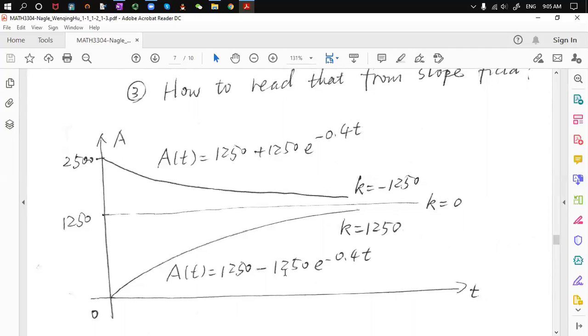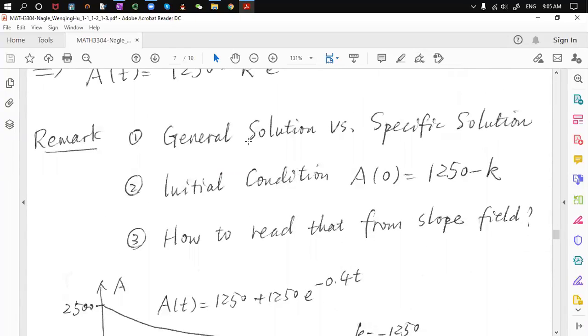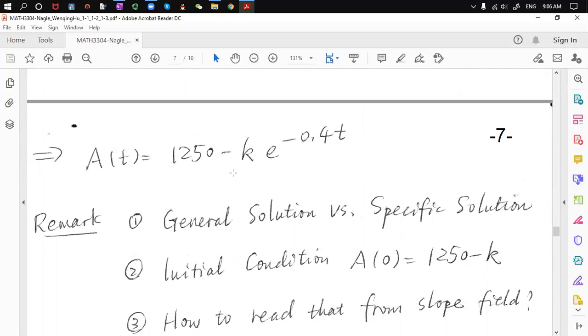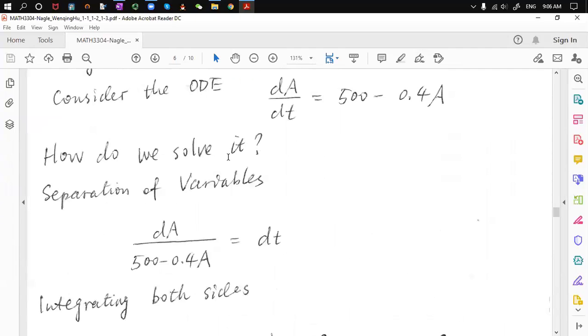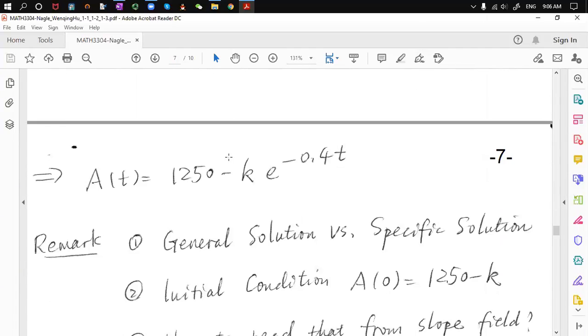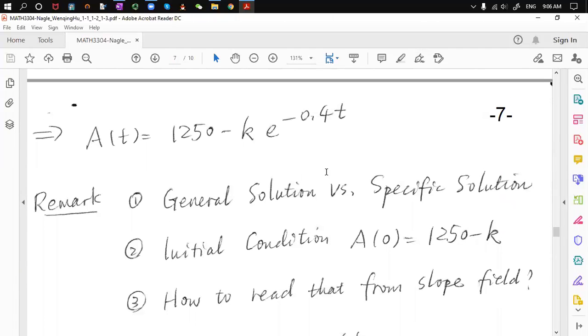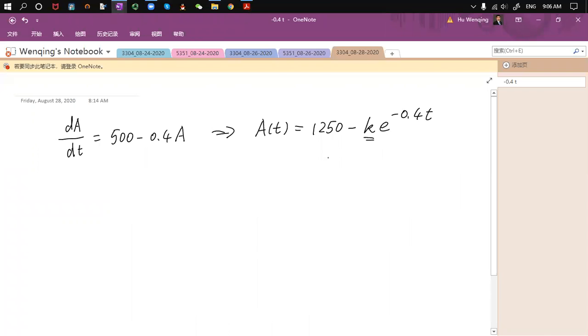Is that the real case? This calls upon the difference between general solutions and specific solutions. For any ordinary differential equation, usually when you use such an integrating method, like what we performed in the last lecture, you end up with a solution that involves this unknown constant k. This is what we call a general solution.